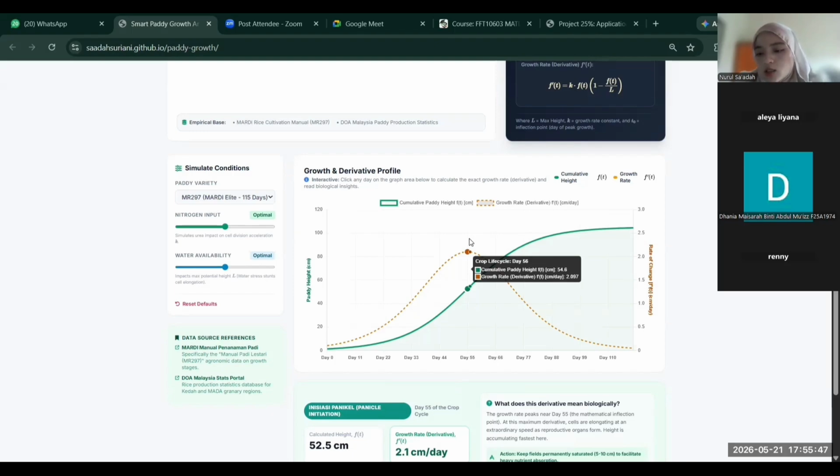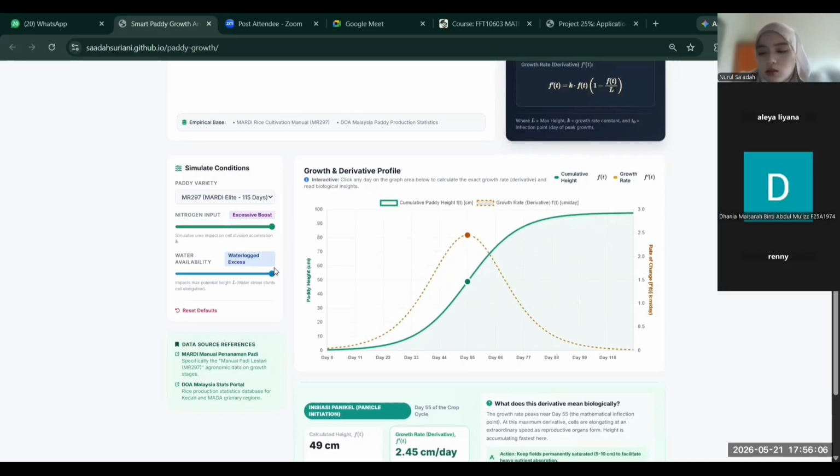For the biological action, because the derivative is at its maximum, farmers must keep the field permanently saturated, 5 to 10 cm of water, and apply targeted nitrogen to support the heavy cell division forming the rice grain heads.